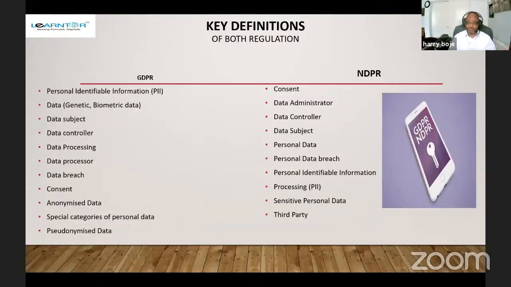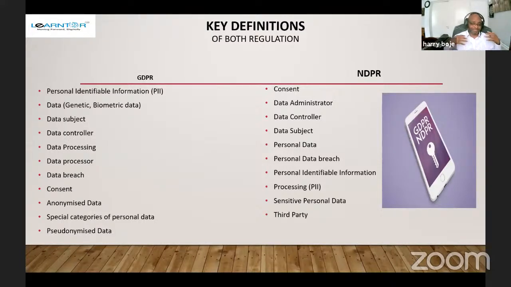So there are key definitions which we're going to be looking at in both regulations. You will see now, as I say, both regulations are similar. Okay, so we talked about personal identifiable information. What that means is any information that will lead to the identification of a living individual. It's called personal data, like your name, your address, your date of birth, possibly even your IP address. Any information like, in the NDPR, we talked about your SIM card, your MIS number, and all other information relating to an individual.